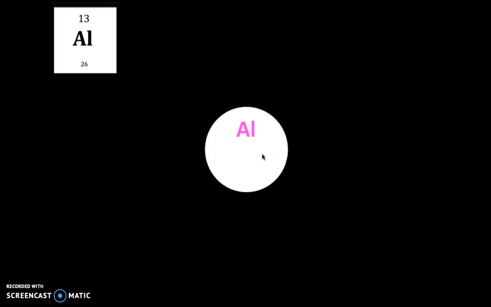The next example I have is aluminum. We're going to start by drawing our nucleus and looking at the periodic table. It tells us that its atomic number is 13, meaning that it has 13 protons. And when we subtract its atomic number, 13, from its mass number, 26, we figure out that aluminum has 13 neutrons. Now that we've figured out the nucleus, we are going to start drawing the electron shells.